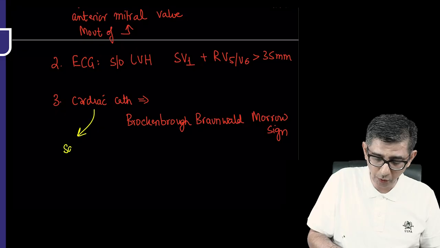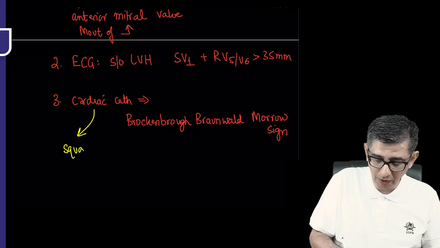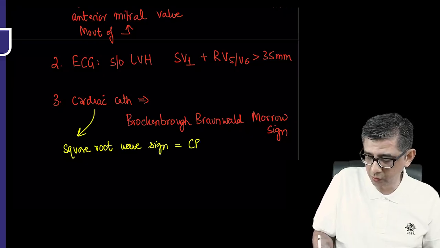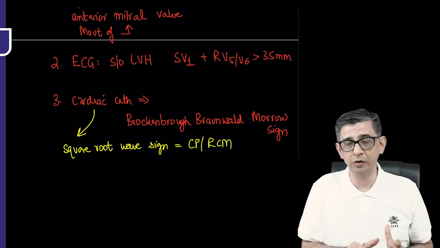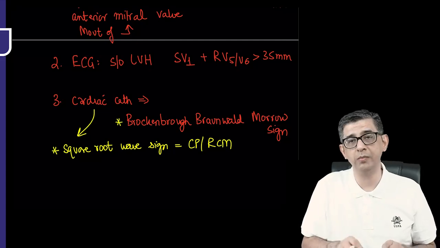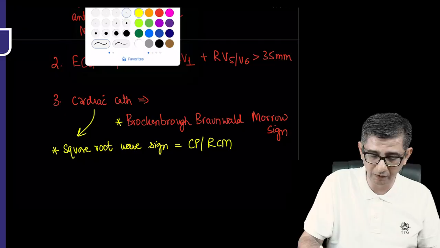In fact, there are only two cardiac catheterization findings that you're supposed to remember. One, I've already told you, the longest name, the Brockenbrough-Braunwald-Morrow sign. I hope you're remembering it now. And the second one is the square root wave sign. This is a cardiac catheterization finding that you encounter in constrictive pericarditis and restrictive cardiomyopathy. So there are only two cardiac catheterization findings that I would like you to remember in the entire field of cardiology, and both have been discussed here.